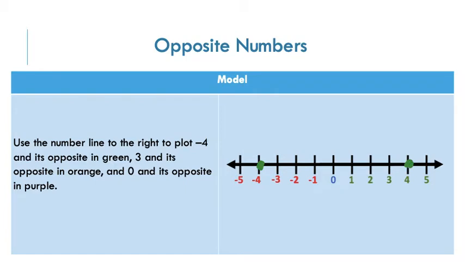Then we have 3 and its opposite in orange. So 3 and its opposite is negative 3. And then 0 and its opposite in purple. So 0 doesn't have an opposite, so I'm just plotting 0 by itself.